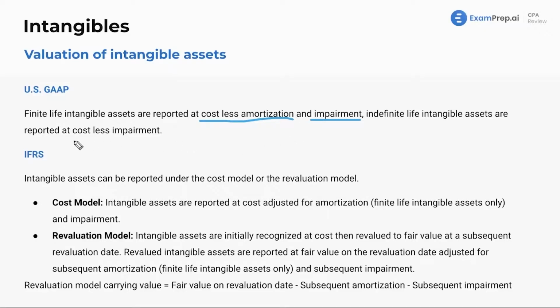But maybe the brand of that, like a brand is another intangible asset. Maybe it is impaired because there was a bunch of negative publicity about it. So we have to write it down. We have to impair it.